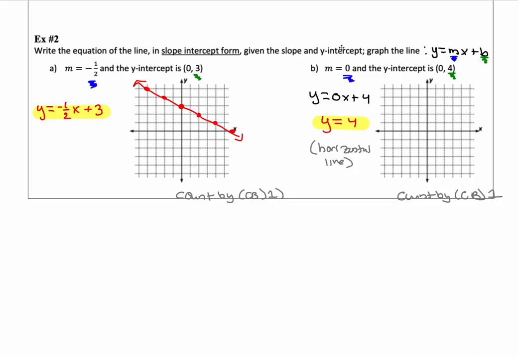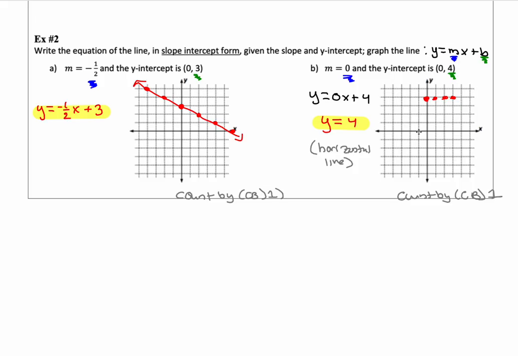Still graphing in slope-intercept form, we graph the point first, which is our y-intercept of (0, 4). So 0, 1, 2, 3, 4. And our slope is 0, meaning my change in y is 0, but my change in x can be anything. A horizontal line is saying that for any coordinate, the y value is 4. This coordinate, (1, 4), (2, 4), (3, 4), because all of the y values are 4.